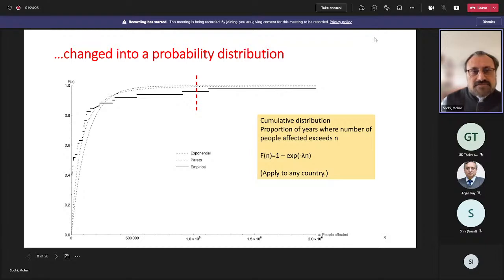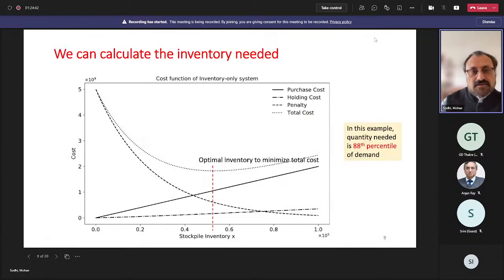And you'll see that this exponentially decaying probability is why we should have a 3-tiered system. So that's really the logic I'm trying to say. Supposing all we had was inventory, just like in the US Strategic National Stockpile, then how do we calculate the inventory? We can look at the purchasing cost, the holding cost, and the cost of not meeting demand, which means letting people be affected.